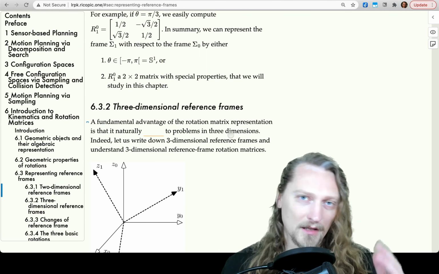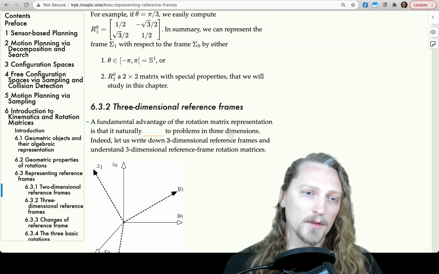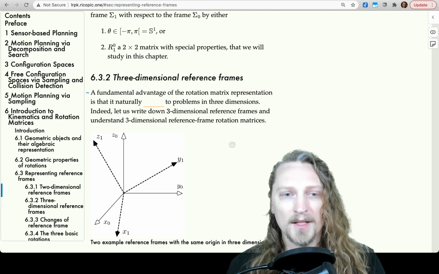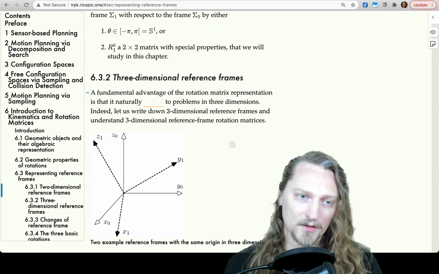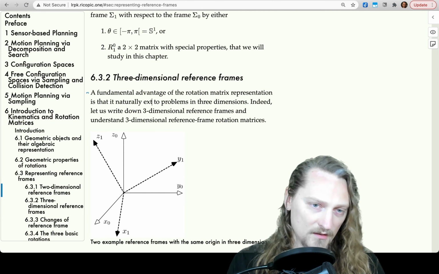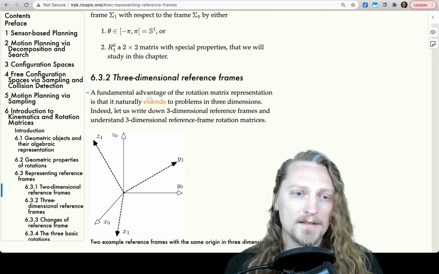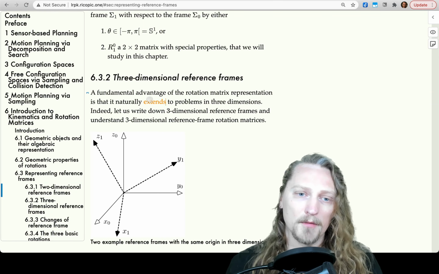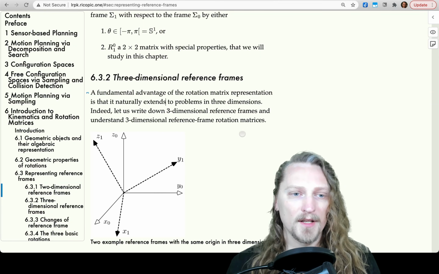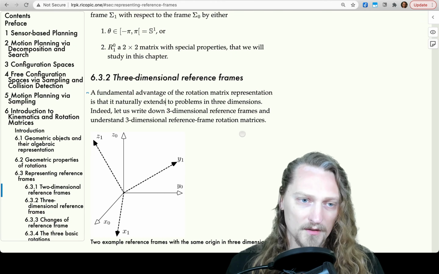3-dimensional reference frames. Now we've covered 2-dimensional reference frames. Not so bad. We're feeling confident. We're ready for 3D. A fundamental advantage of the rotation matrix representation is that it naturally extends to problems in 3 dimensions. Indeed, let us write down 3-dimensional reference frames and understand 3-dimensional reference frame rotation matrices.